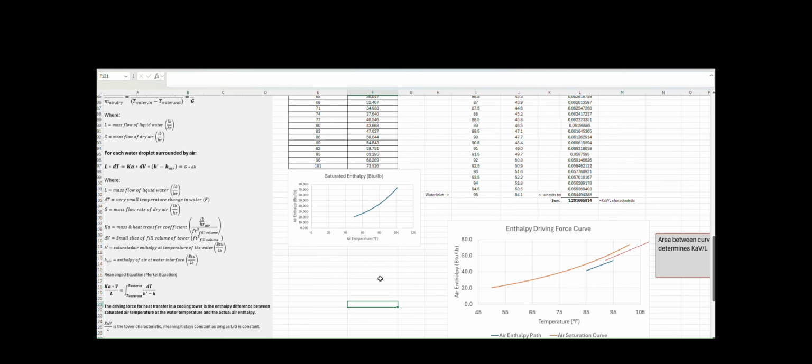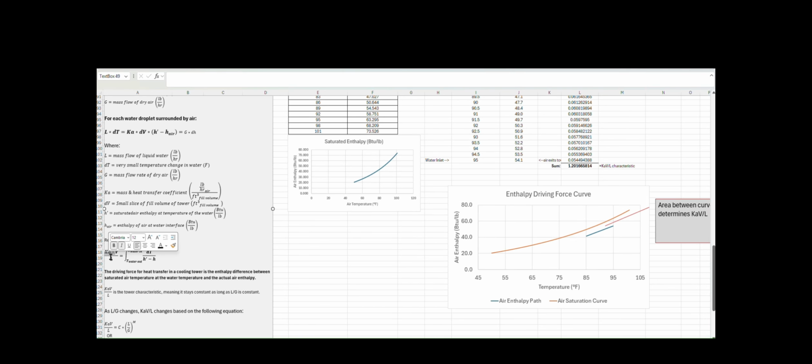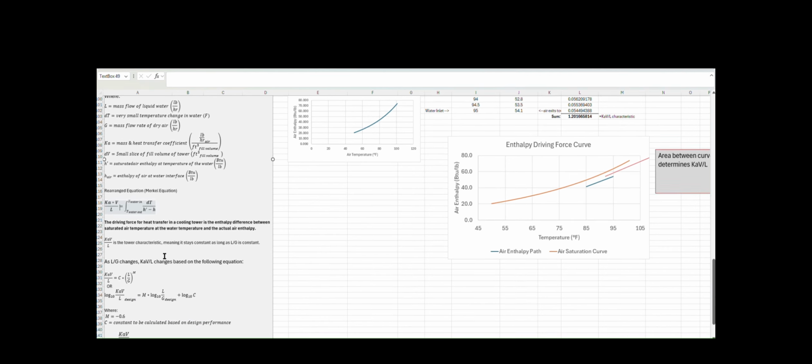Problem is, we often like to vary the speed of our fan so that we can get energy savings. Sometimes we vary the speed of our pumps as well to get energy savings or to achieve certain process variables. So that L over G ratio is not always going to be constant, and that means your KAV over L characteristic is not always going to be constant. So how do we find the adjusted characteristic based on an actual L over G ratio?